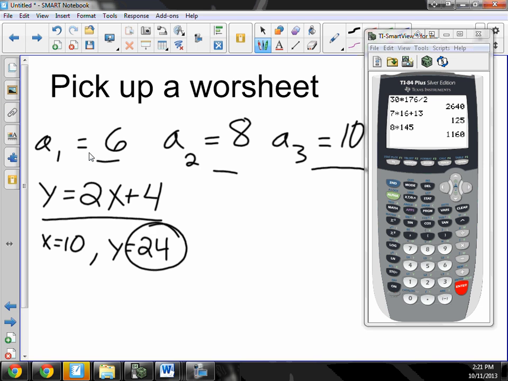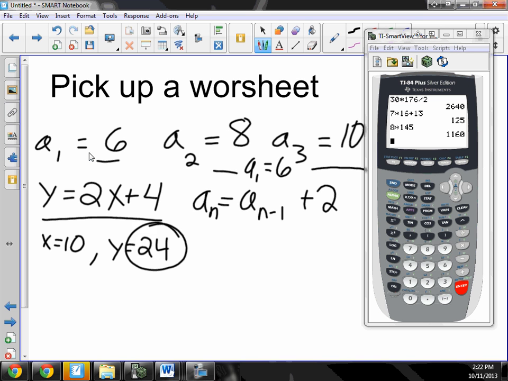Okay? Another way we could write this is a sub n equals a sub n minus 1 plus 2. And we also have to state the beginning, which is a sub 1 equals 6. That's the recursive formula. Okay?